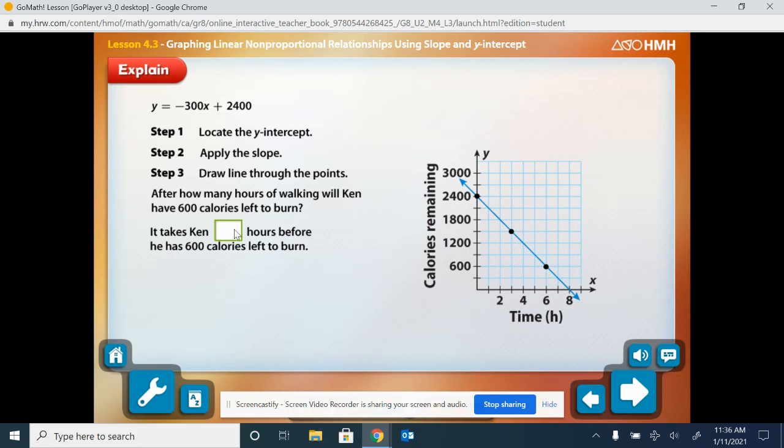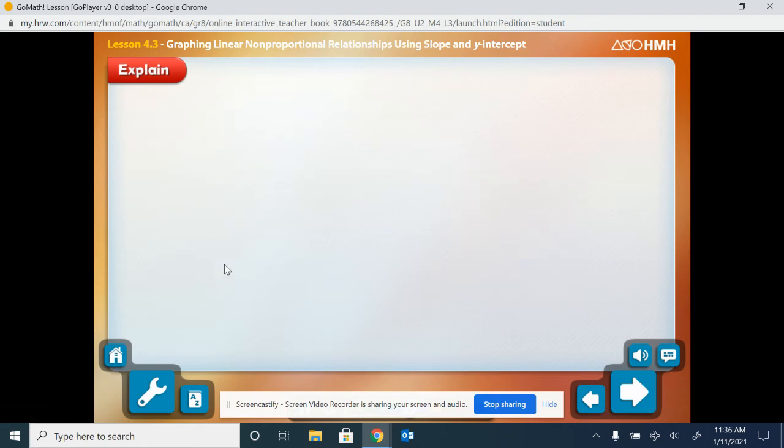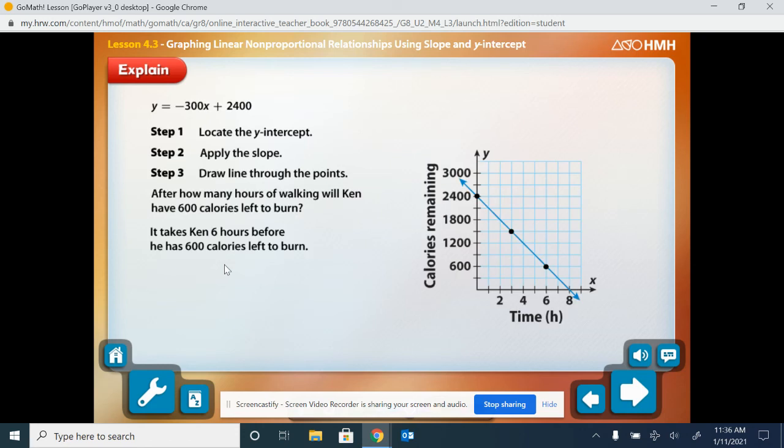So, how many hours will it take Ken until he has 600 calories left to burn? So we just said 6. That's correct. It takes Ken 6 hours before he has 600 calories left to burn. Any questions? Let me know, okay?